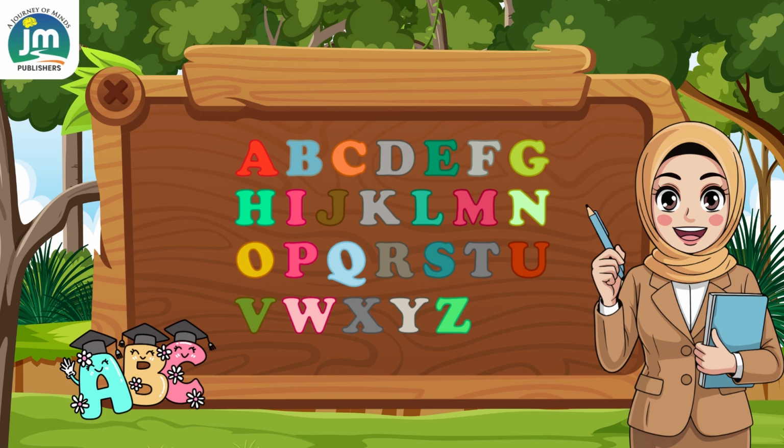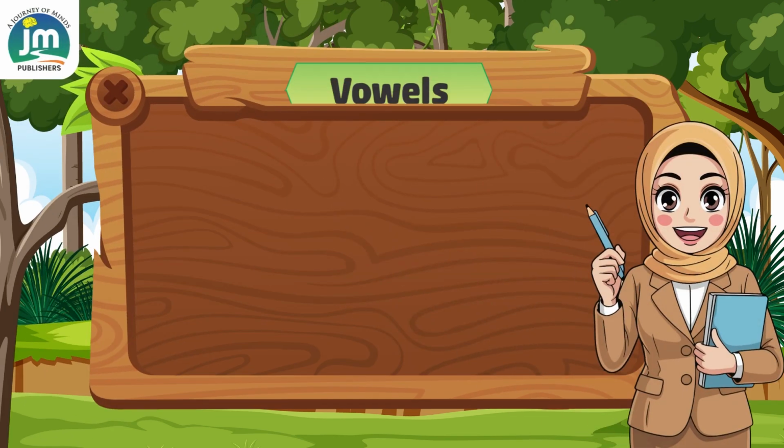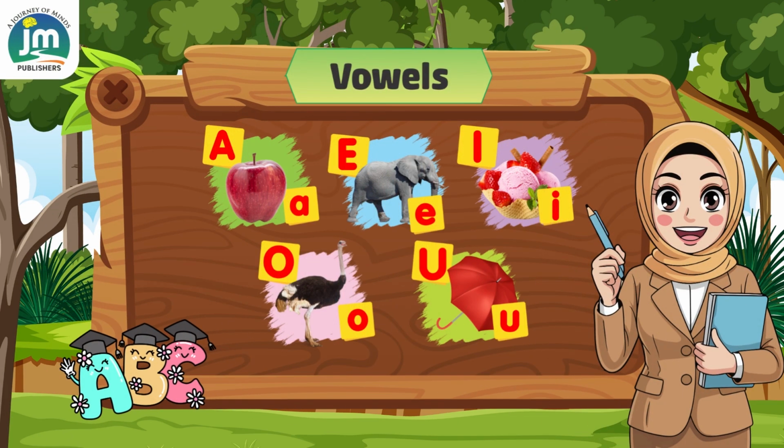So students, 5 letters are vowels and 21 letters are consonant. Let's see which are vowels. The 5 vowels are A, E, I, O, U. Let's say them together. A, E, I, O, U. These vowels help to make words and sounds.